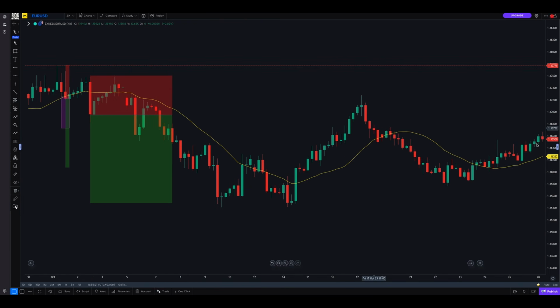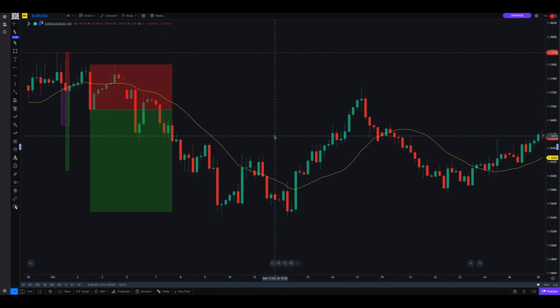All right, so in a buying scenario, you want to just wait for the market to break and close above the moving average. Like for example here, this candle didn't close above. It broke above but didn't close above. The next candle closes above. So that is where you're going to take your trade, right?